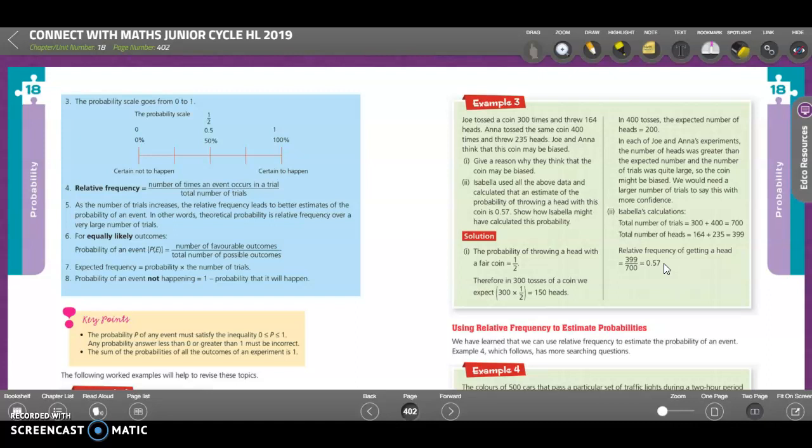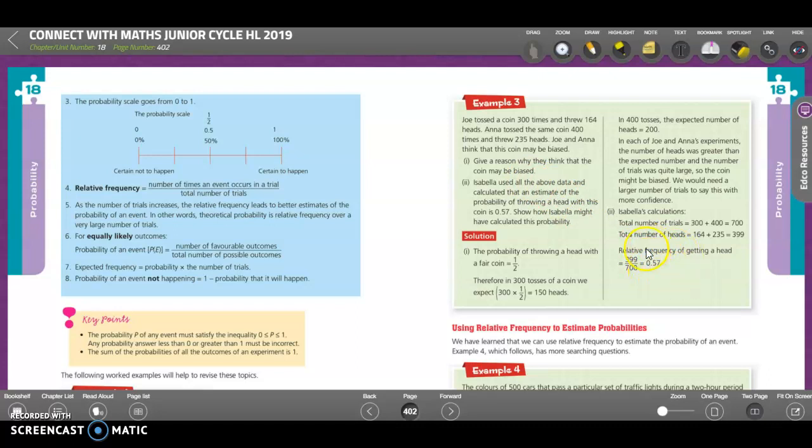So that's a relative frequency because they actually did it. They tossed the coin 700 times. The probability I would expect is 0.5. Now, I wouldn't be confident saying that that coin is biased quite yet.